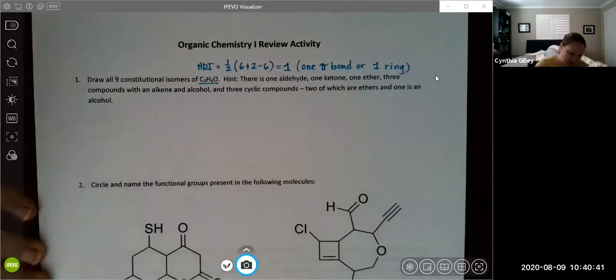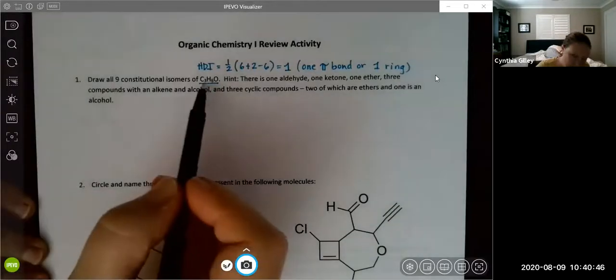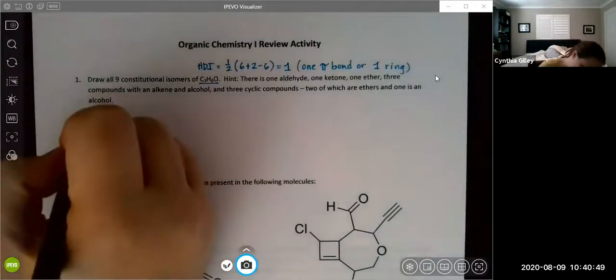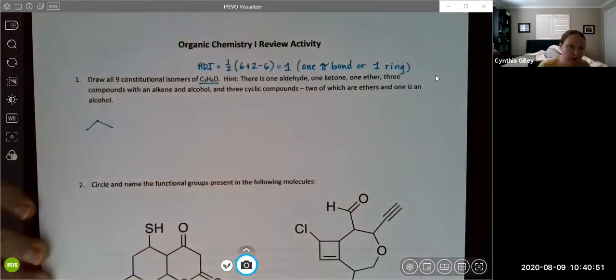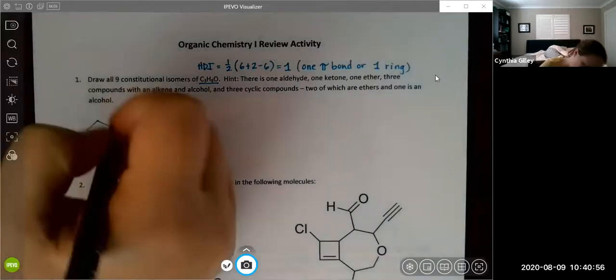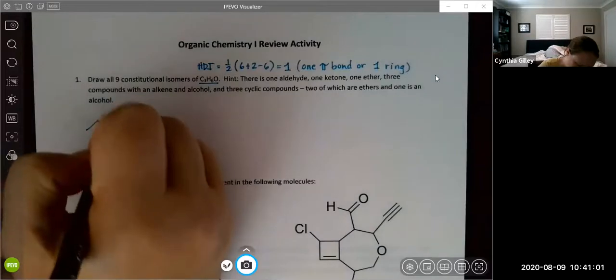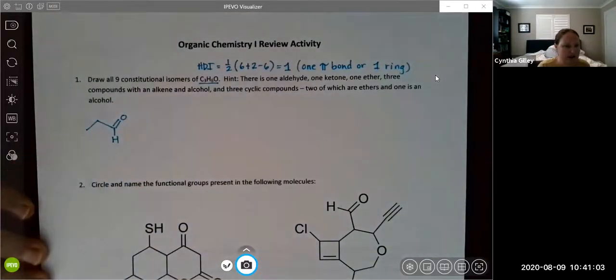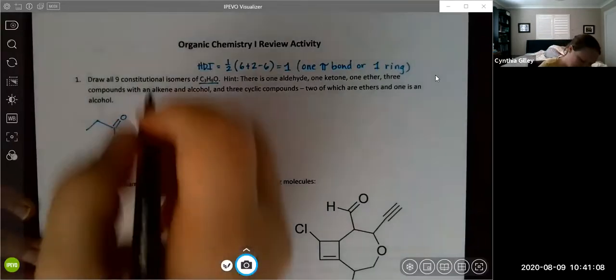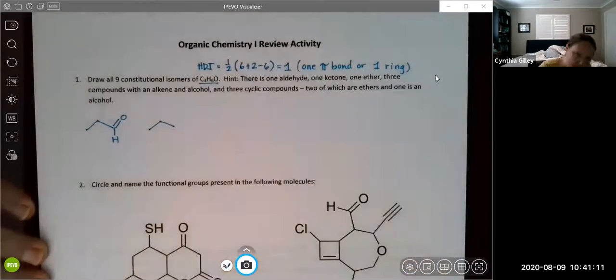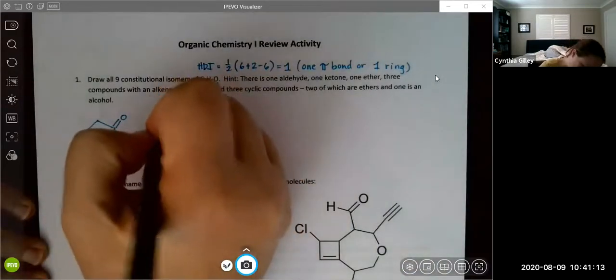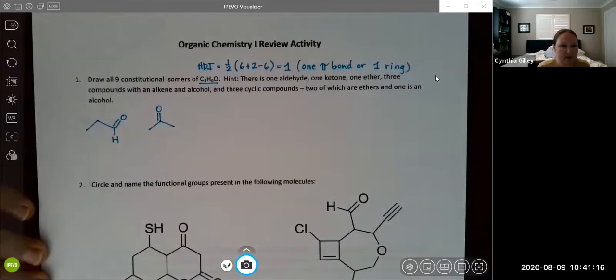So if we look at some of the hints, there is 1 aldehyde. So we have 3 carbons and an aldehyde. The only way to get an aldehyde is to put the carbonyl at the end, the terminal carbon. For example, if I put the carbonyl here, then sometimes people draw in that hydrogen. That is an aldehyde that matches the formula. We have 1 ketone, so we could also have 3 carbons in a row and instead put the carbonyl in the center, and that would be a ketone.